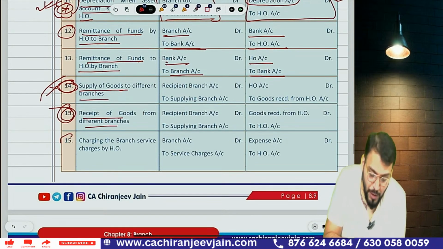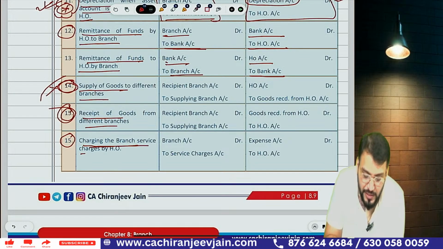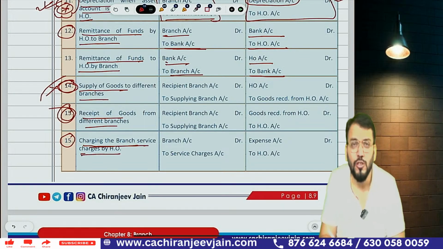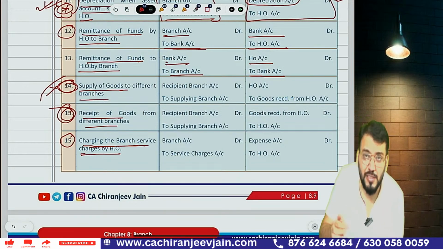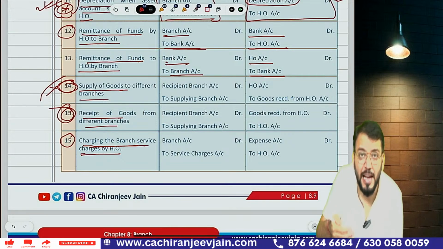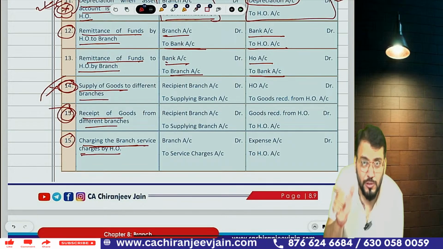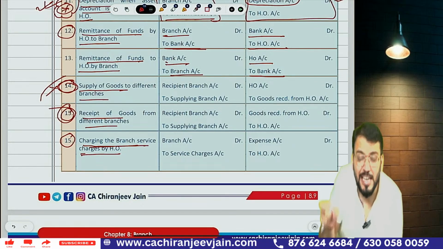Correct. Then point number 3, charging the branch service charges by HO. So sometimes what happens? Some of the expense which is incurred by HO is recovered from the branch. So in that case, we reduce the expense of HO, and we increase the expense of branch.